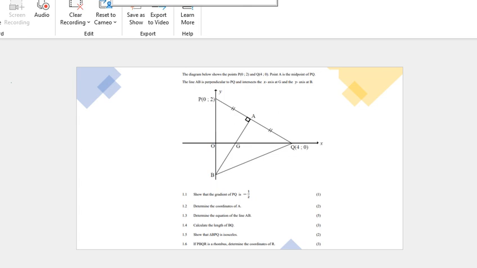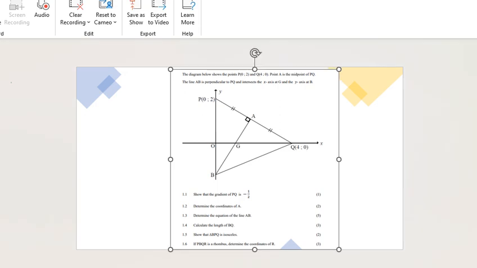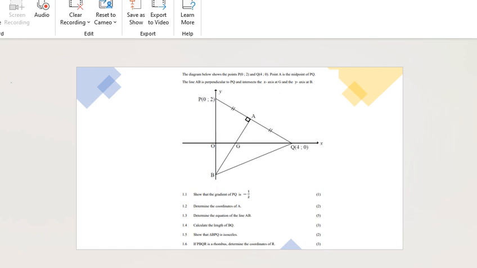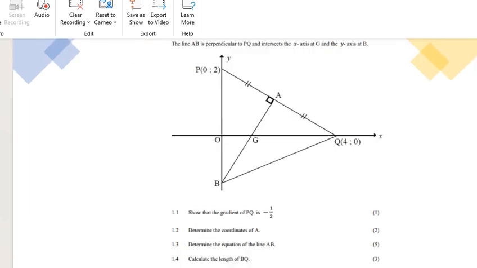Let's try again, everybody. Let's work on this problem. If you would like to know which tools I'm using, I'm using PowerPoint. Just PowerPoint and a pen tablet, and that's it.